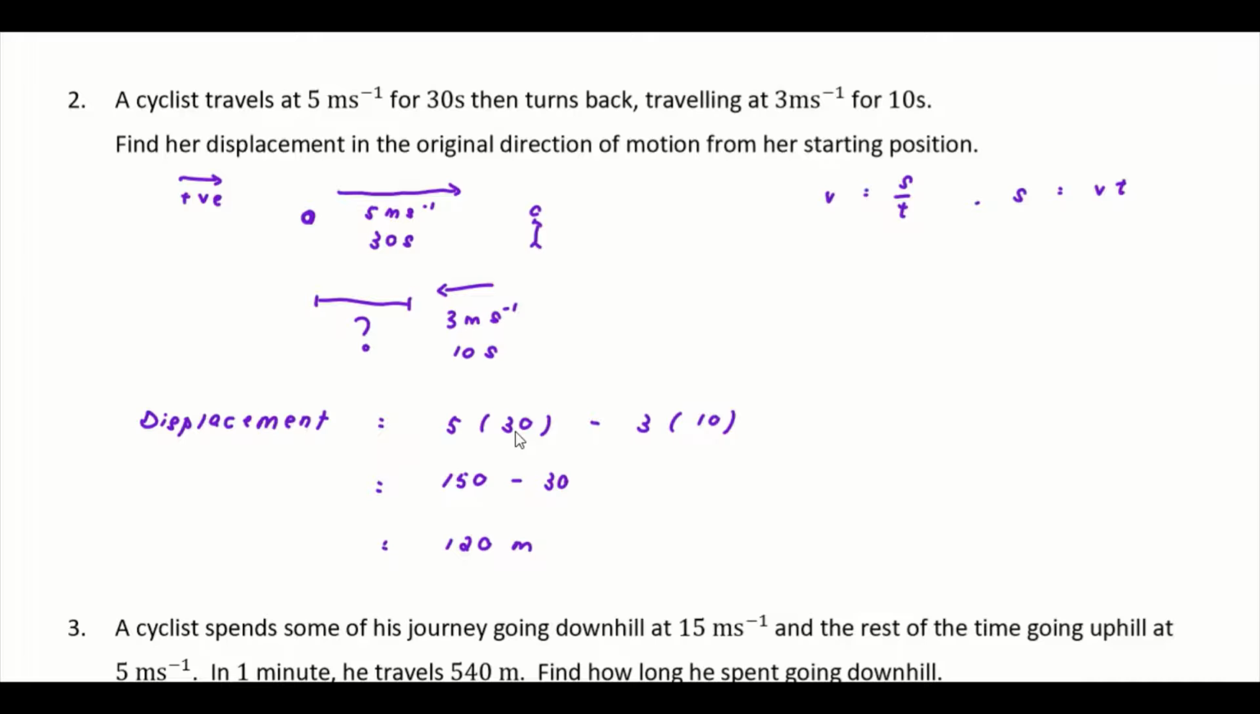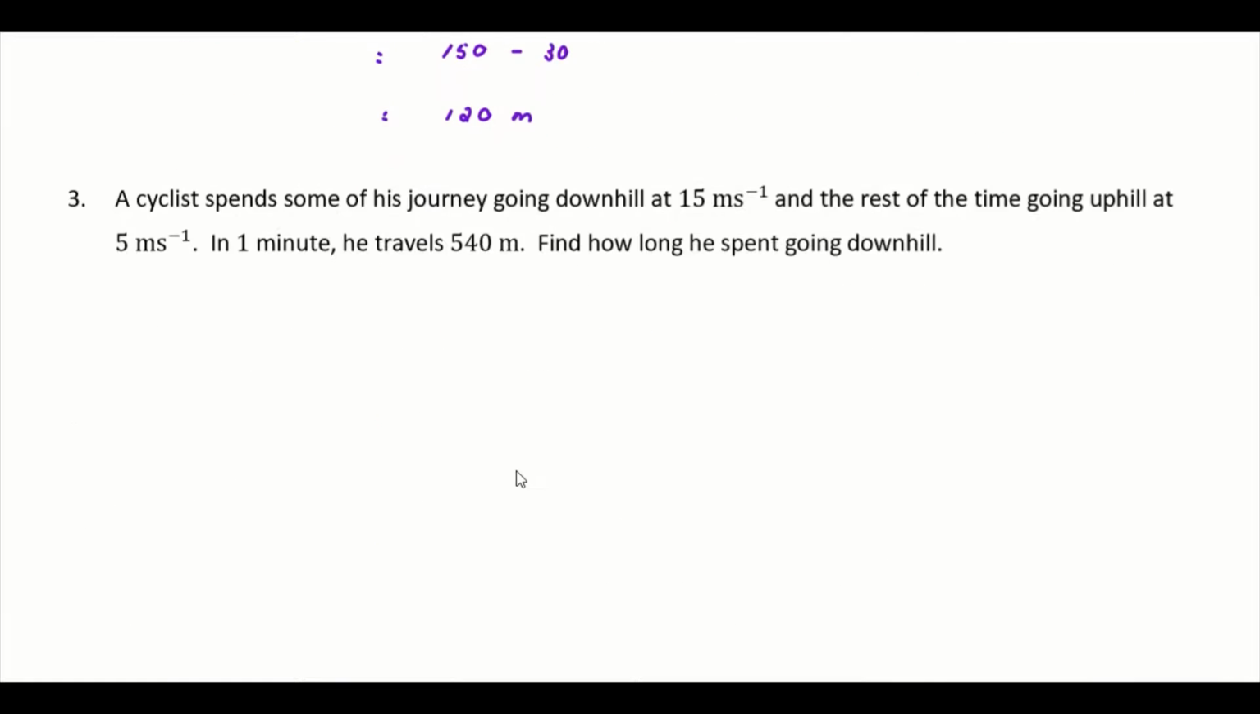The next one is number 3. A cyclist spends some of his journey going down here at 15 meter per second. Going down, it's 15 meter per second. Then after that he takes a rest, then goes up again. When he goes up, it's 5 meter per second. This total journey took him 1 minute, so let's write it in seconds, which is 60 seconds.